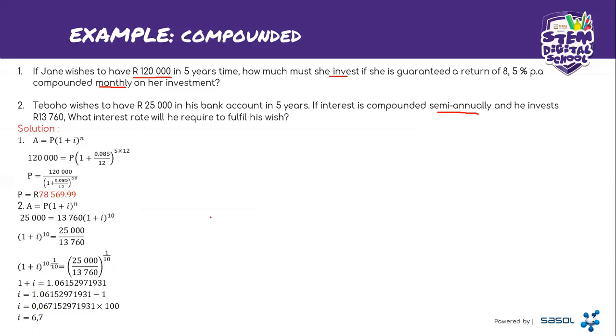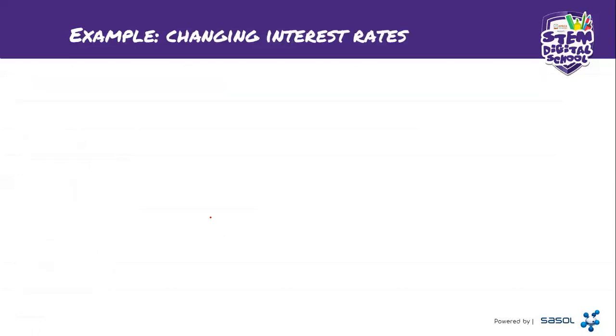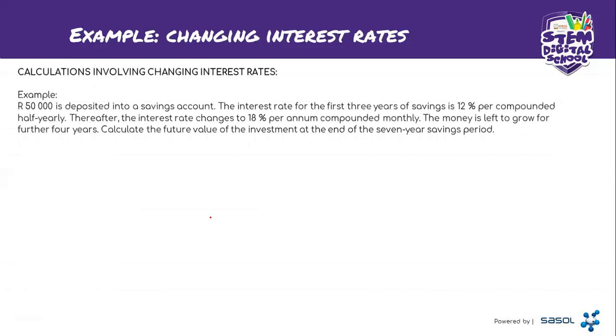Let me just proceed. All right, example: changing of the interest rate. Let's see if the interest rate changes. For instance, if you have a scenario where you're having more than one interest rate, how are you going to treat that? How are we going to calculate? You can see it says the calculation involving changing the interest rate. All right, let's read from this scenario and see.